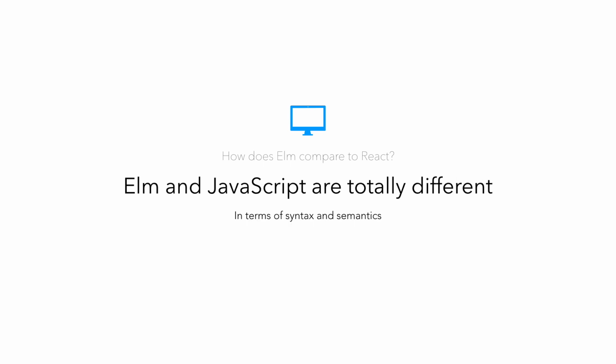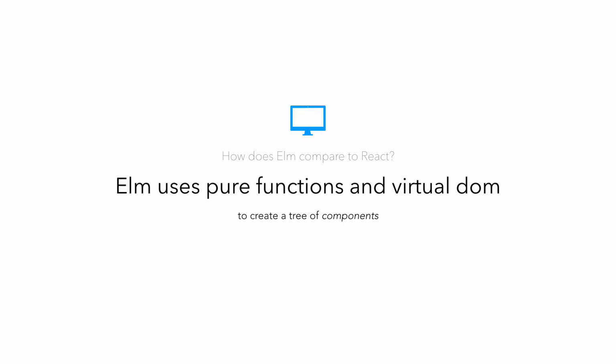And Elm and JavaScript are pretty much totally different. They're different in terms of syntax and in terms of semantics. So you'd have to learn a new way to program in a way. And just like React, Elm uses pure functions. Well, you mostly use pure functions with React, but you also use the virtual DOM. So you only need to say that this is what I want my DOM to look like, and Elm will take care of the rest, just like with React.